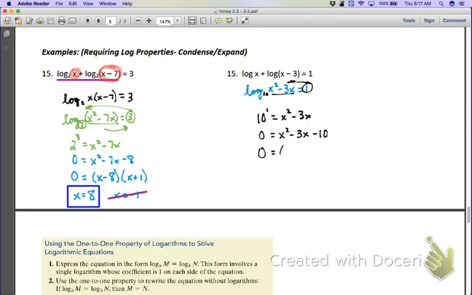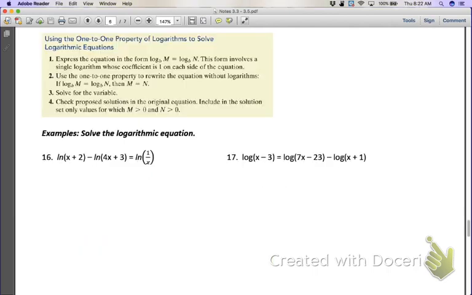Need to factor. x minus 5 and x plus 2. So x is equal to 5, x is equal to negative 2. Which one of these is not going to work? Negative 2. Again, this is what we talked about earlier. This is kind of like your exponents or exponentials yesterday. If you have common bases, then you set the of portion equal to one another.